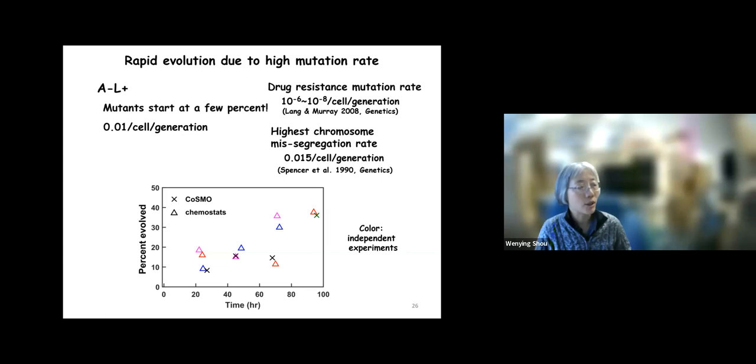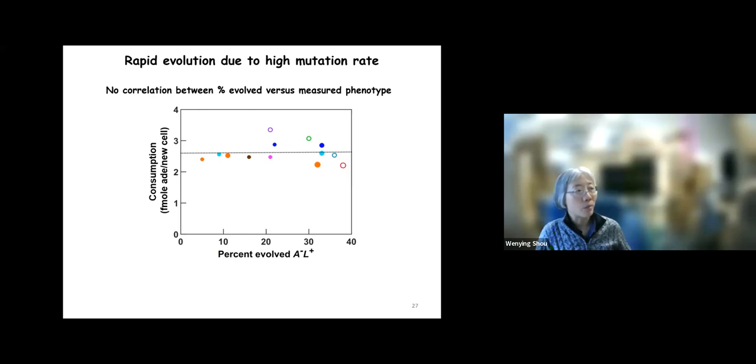So we suspect that this is due to an extremely high chromosome missegregation rate, but maybe that's because this is adenine minus, and adenine is a base that's used to make DNA. So possibly that is the reason, but we do not know. But regardless, we are encouraged that there's no correlation between percent evolved versus measured phenotypes, right? The consumption and release are the same, you don't see much.